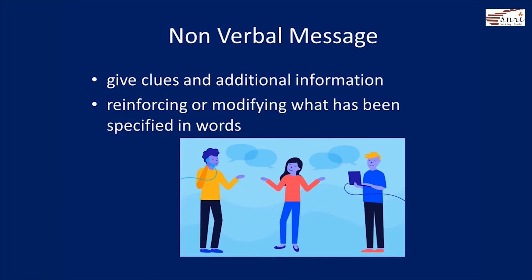Now, these basically include reinforcing or modifying what has been specified in words. It also involves conveying information in terms of the emotional state of the person and also describing and strengthening the terms and relationships among individuals, as well as providing feedback to others and regulating the flow of information. Now, at the same time, we see that nonverbal messages are conscious as well as unconscious at the same time. So, therefore, we see that we need to make sure what kind of message we want to transmit.